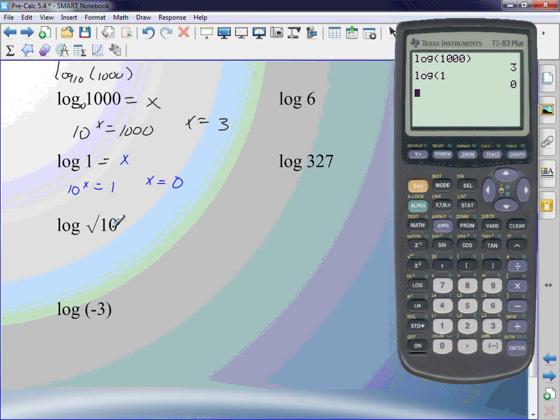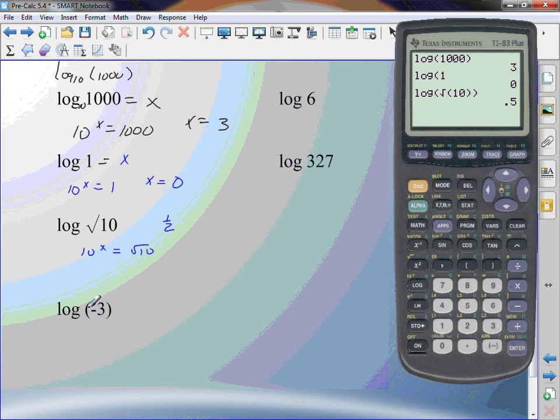Now, this would mean 10 to the what is the square root of 10. This means to the, would you say, the half? Now I can take in the calculator, put square root 10, I get 0.5.